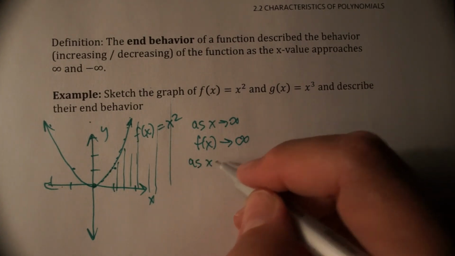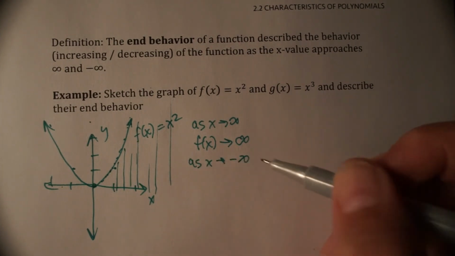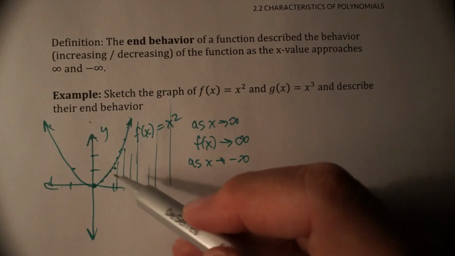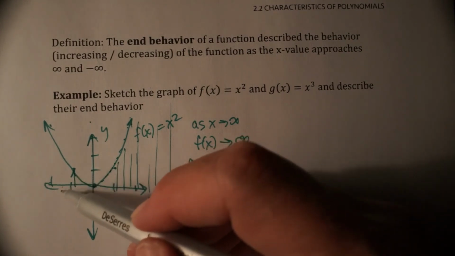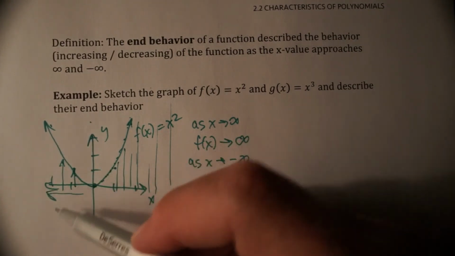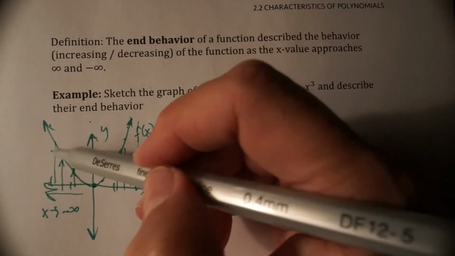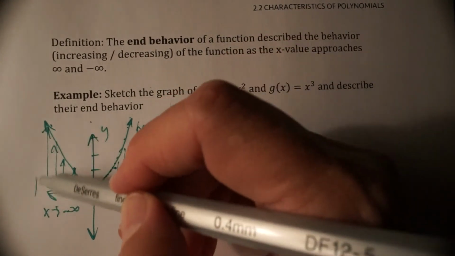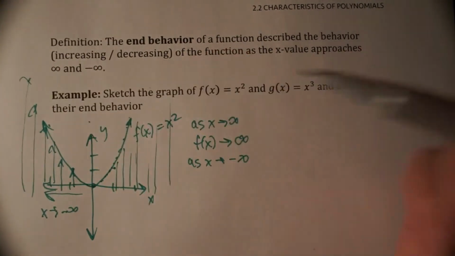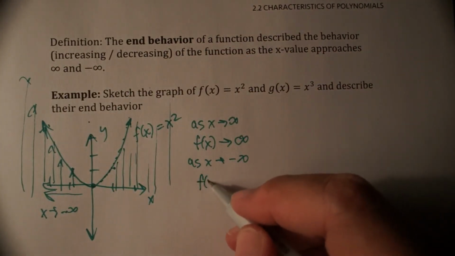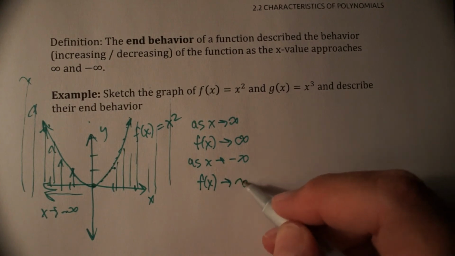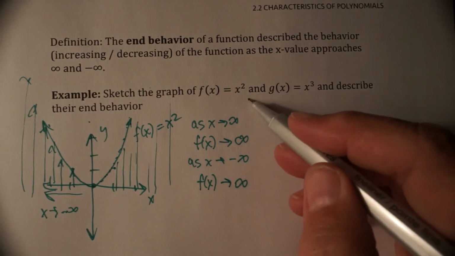And as x approaches negative infinity, we always look at x approaching positive infinity and also negative infinity. So as x approaches negative infinity, that means it's getting very big this way. Well, it's small actually. What's happening to my y values? They're getting big in the positive direction. So f of x is still approaching positive infinity. So that's my end behavior of x squared.